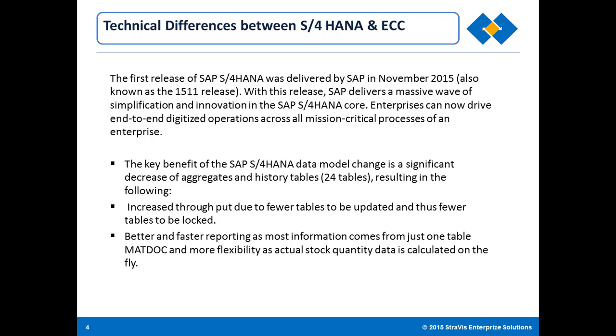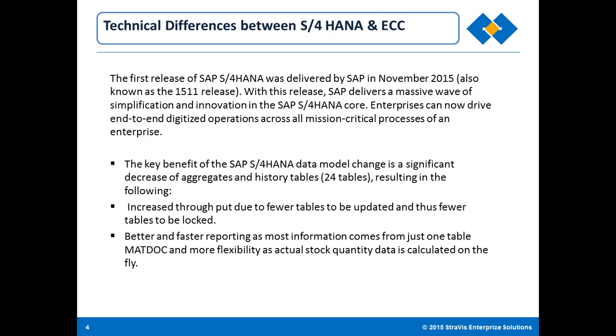And let us look into technical differences between S4 HANA and ECC. The first release of HANA was delivered in November 2015, so we call it the 1511 release, and the latest release being 1610, released in October 2016 with more enhancements and innovations. And enterprises now can drive end-to-end digitalized operations across all mission critical processes of an enterprise.